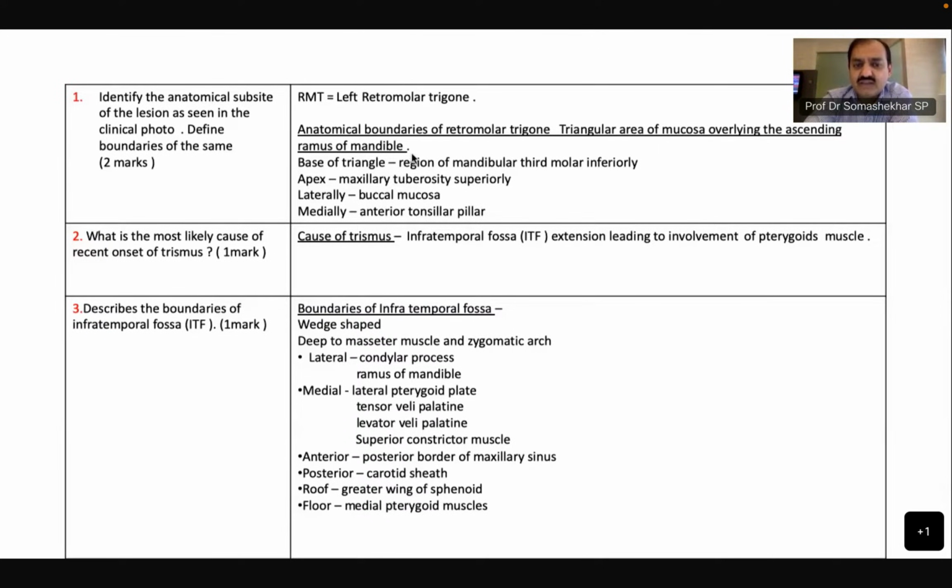Now, anteriorly, the infratemporal fossa is bounded by the posterior border of the maxillary sinus, here on the back side. Posteriorly, the carotid sheath. So the internal carotid goes and then the styloid apparatus is there. The roof is formed by the greater wing of the sphenoid, the butterfly bone. And the floor is formed by the medial pterygoid muscle. Remember, the medial pterygoid is attached to the medial surface of the lateral pterygoid plate and goes down and attaches to the angle of the mandible. Okay, so read about these things, what the lateral pterygoid does in protruding the mandible, and what the function of the medial pterygoid is, what helps in chewing. So this is the ITF boundary.